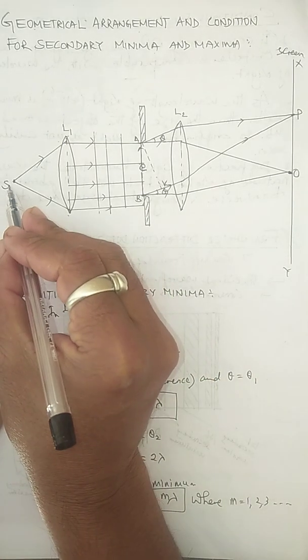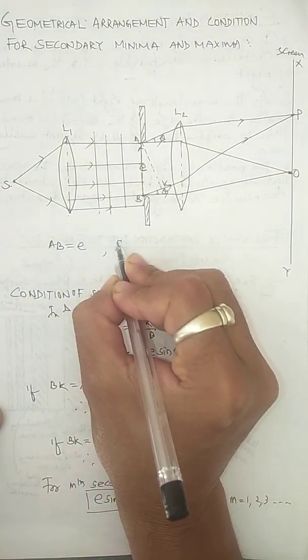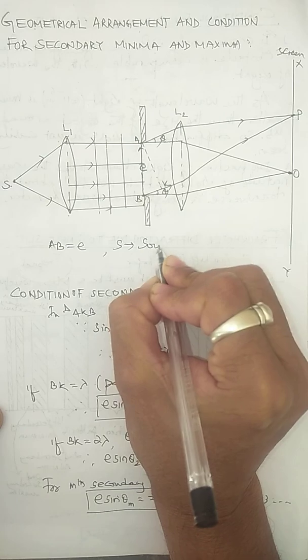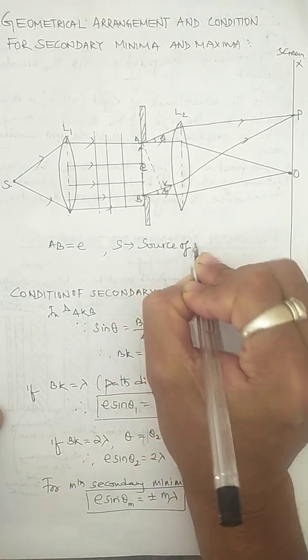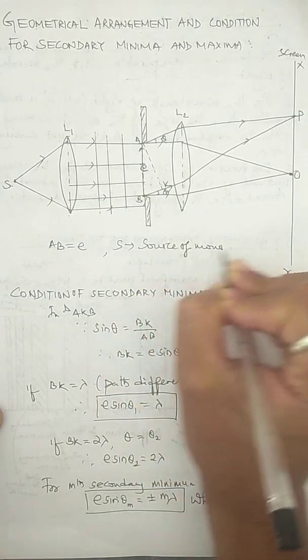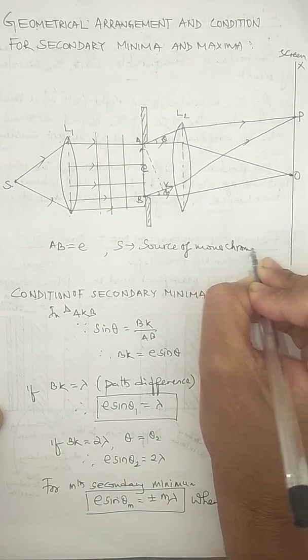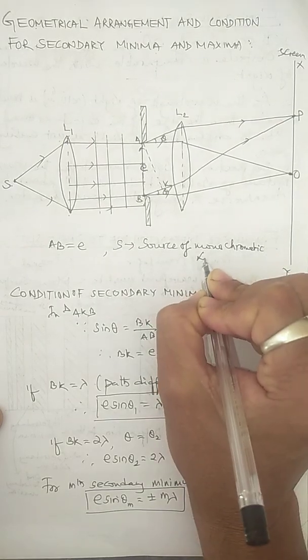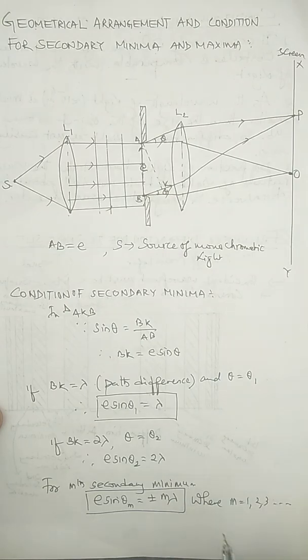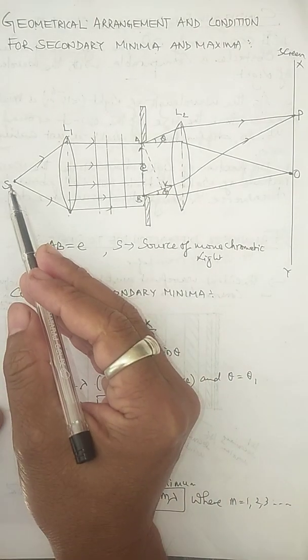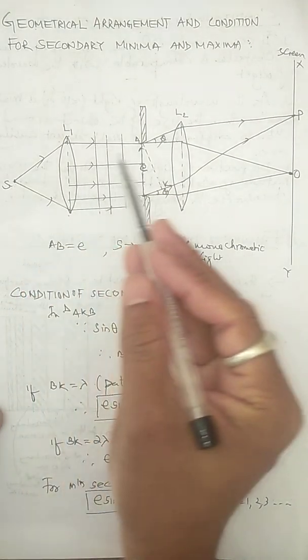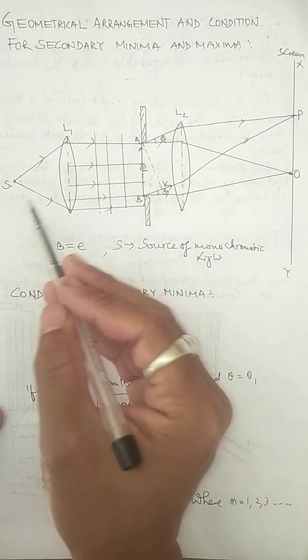And S is the source of monochromatic light. So here, what is S? The source of what light? Monochromatic light. You know monochromatic light means light of what color? Single color.